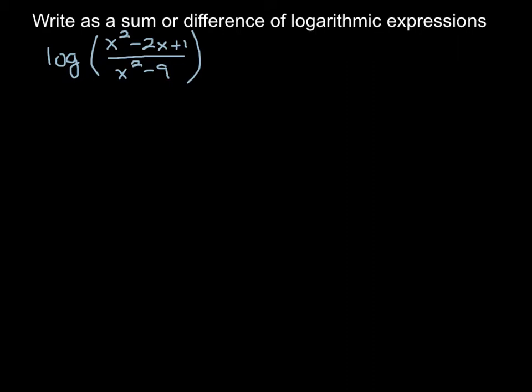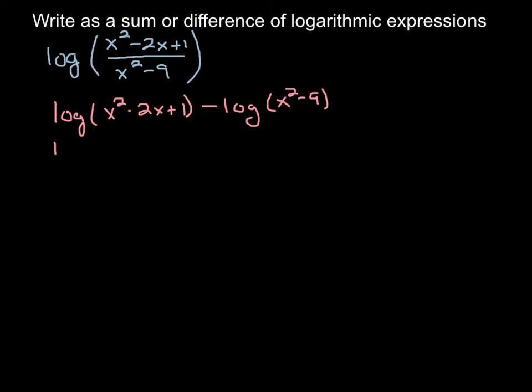Okay, now we're going to use those logarithm properties we just talked about. We're going to write this logarithm as a sum or difference of logarithmic expressions. So, first thing off, we have division here. So that means we're going to be subtracting. This is going to be log of x squared minus 2x plus 1 minus log of x squared minus 9. Now, first thought would be, hey, I think we're done. Woohoo! But let's see if we can factor this out a little bit.